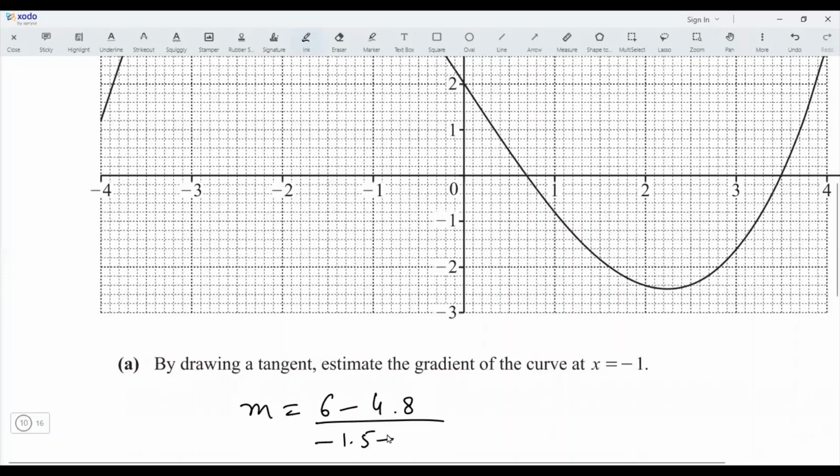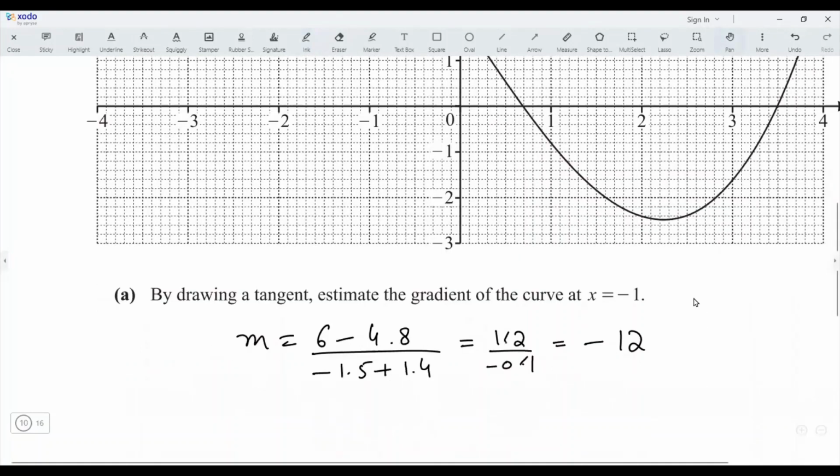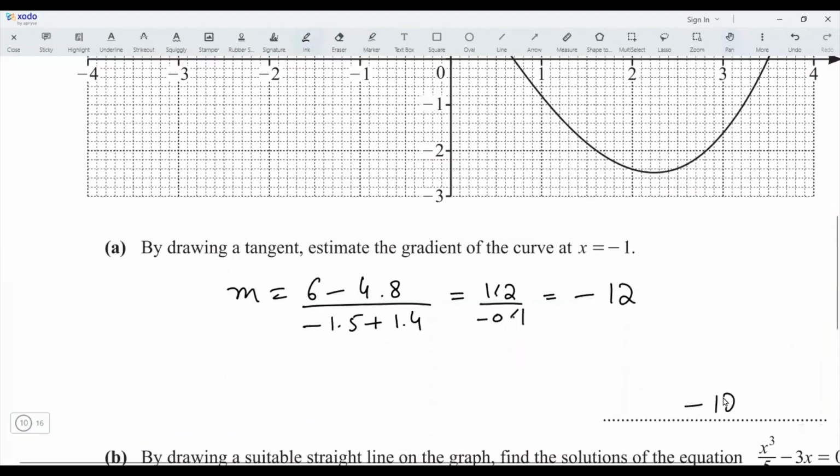and it becomes positive because there is a negative in the value of x as well. So a negative in the formula as well. So 6 minus 4.8 is 1.2 divided by minus 0.1. Decimals will be moved with decimals, so it will be negative. So 1.2 divided by 0.1, what's the result? It will be 12. So we can say -12 will be the gradient. So this is the answer. This is the estimated answer for the gradient.